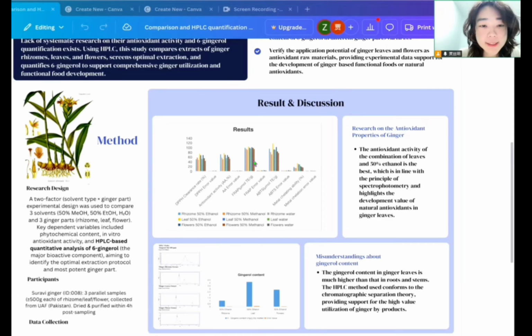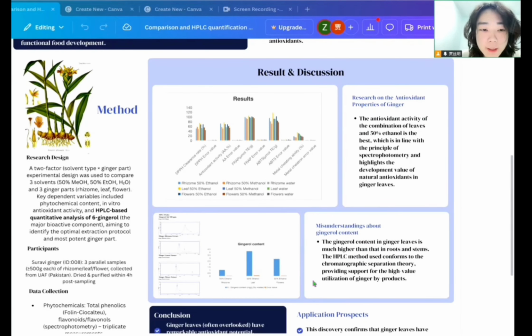And this aligns with the spectrophotometry principles. Leaves naturally accumulate these bioactive components to defend against environmental stresses during photosynthesis. It also highlights underutilized ginger leaves as a promising natural antioxidant source, with potential application in functional food or natural cosmetics. And let's move into the HPLC data below.